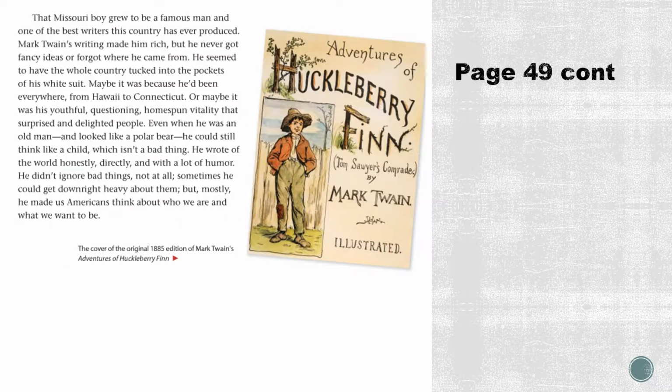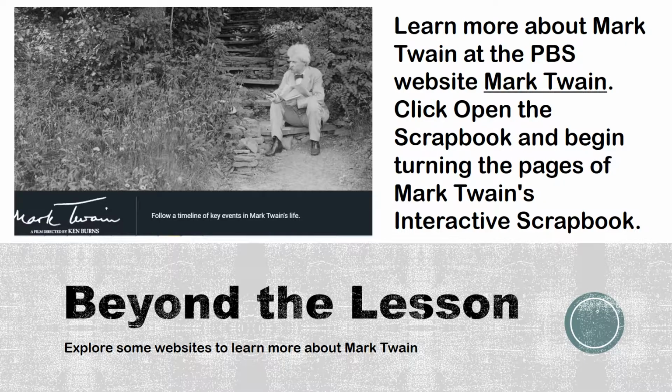So this Missouri boy grew up to be a famous man and one of the best writers that this country has ever produced. Mark Twain's writing made him rich, but he never got fancy ideas or forgot where he came from. And he didn't ignore bad things in his writing, not at all. Sometimes he could get downright heavy about them, as we've kind of talked about how he dealt with the issues. But mostly he made us Americans think about who we are and what we want to be. You can continue learning more about Mark Twain on the PBS website, and that link is in your online lesson.